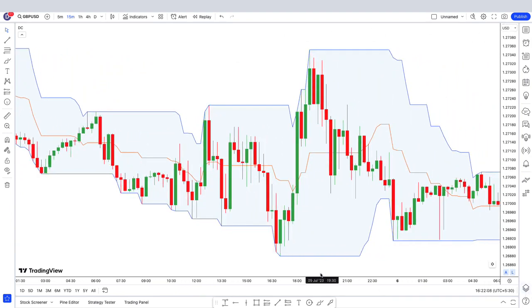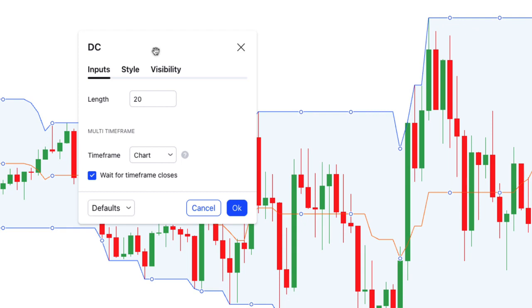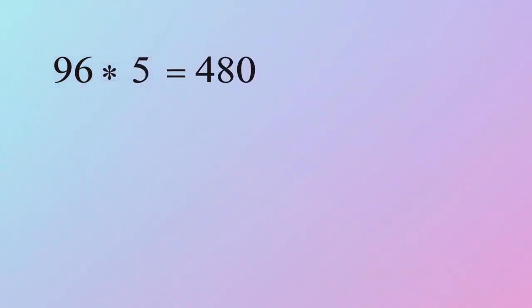Now that we know the basics of the strategy, let's change the indicator settings. Navigate to the Indicator Settings tab and click on the Inputs tab. Here we will first be changing the length of the indicator. Since we are using the 5-minute time frame, we will be changing the length to 96. Change the length to 96 because if we multiply 96 by 5, we get 480 minutes, which is equal to 8 hours.